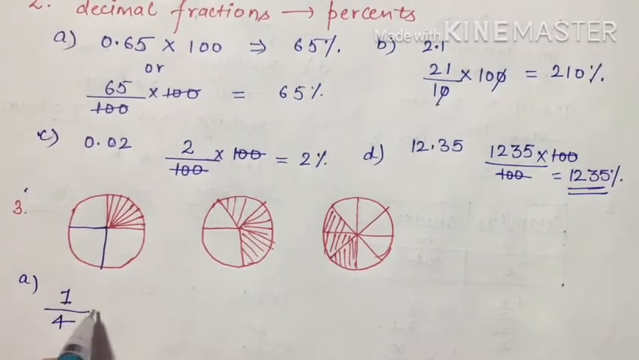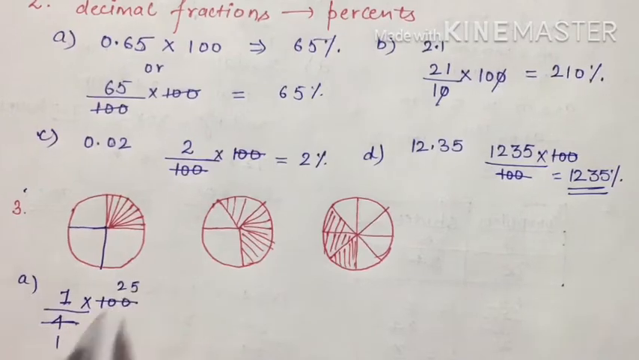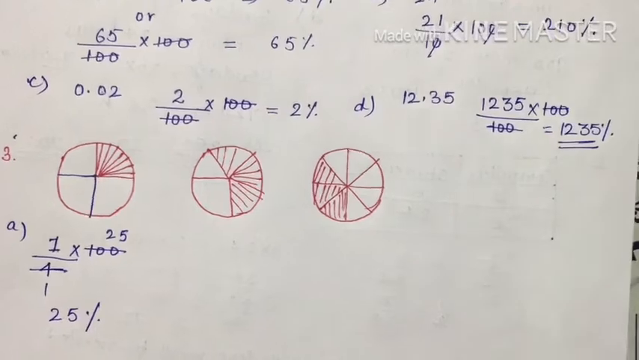I have written it as numerator. If I want to convert it into percentage, I will multiply by 100. You can cut by the table of 4. So what percentage of the figure is colored? 25% of the figure is colored.